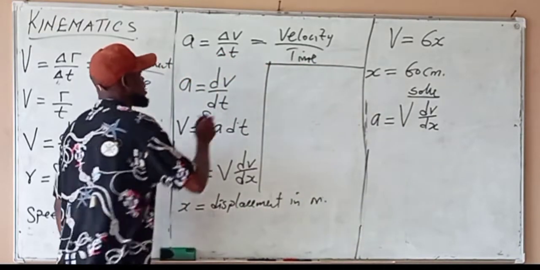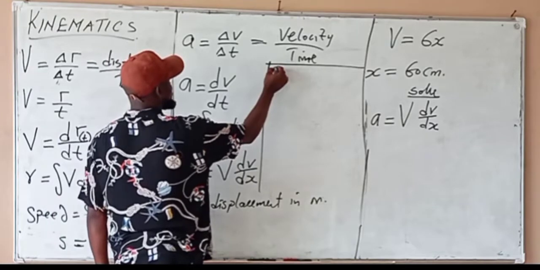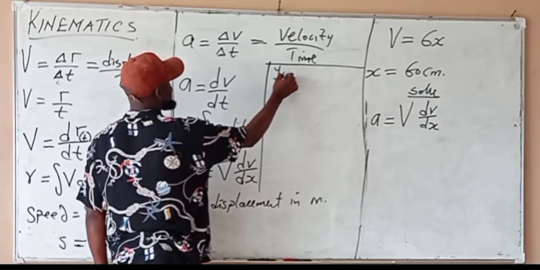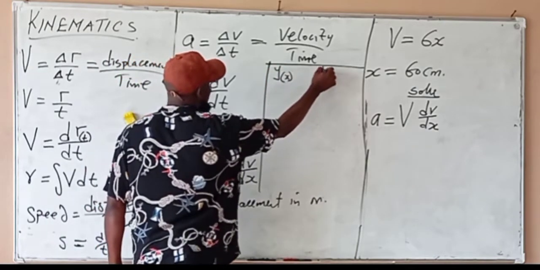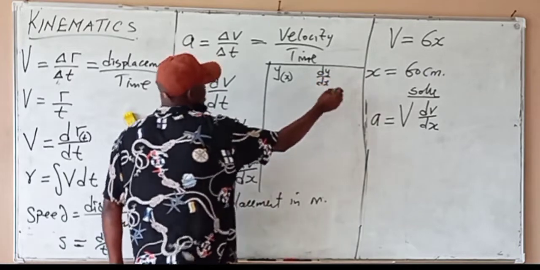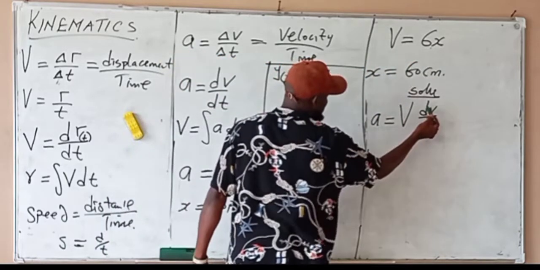I'm going to look like this. Let's say I have y as a function of x, and what is dy over dx? So that we have v as a function of x, I'm asking what is dv over dx.